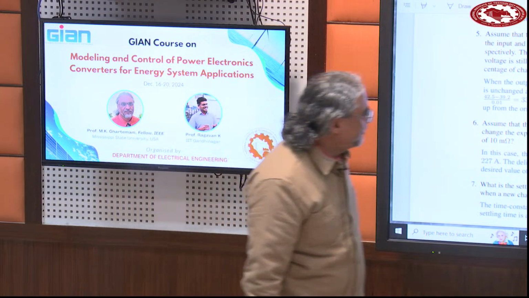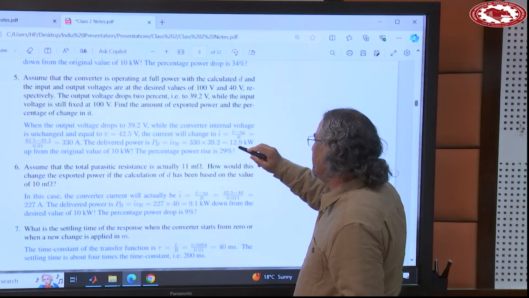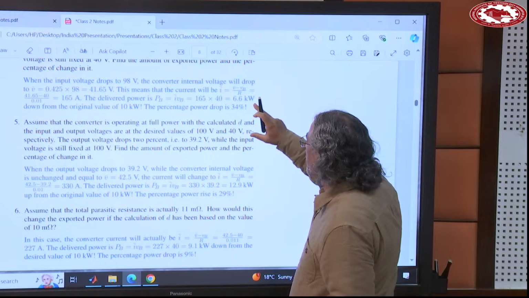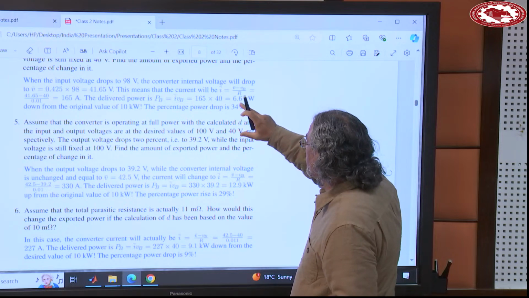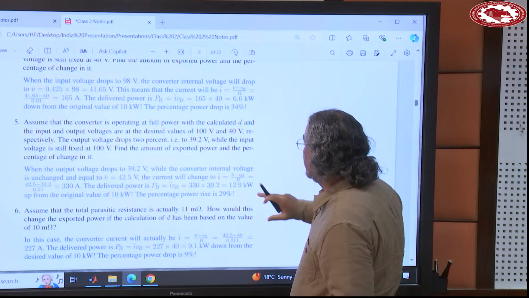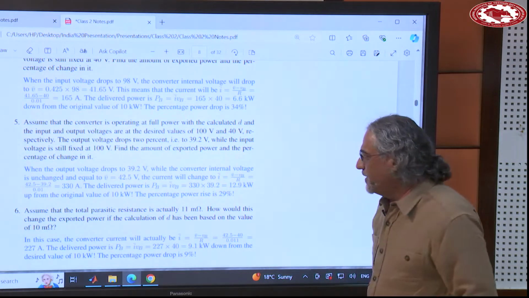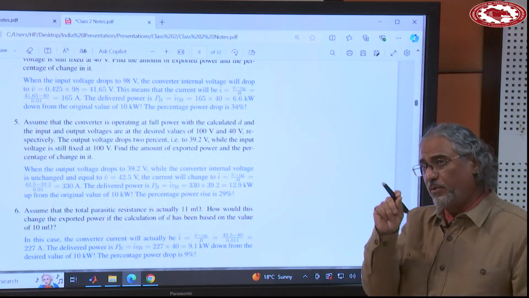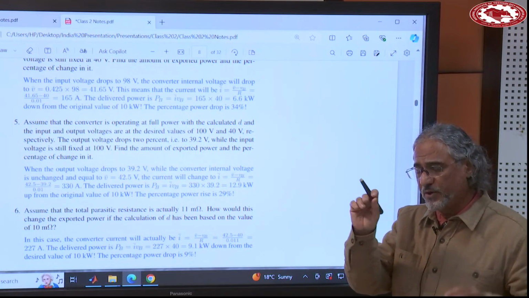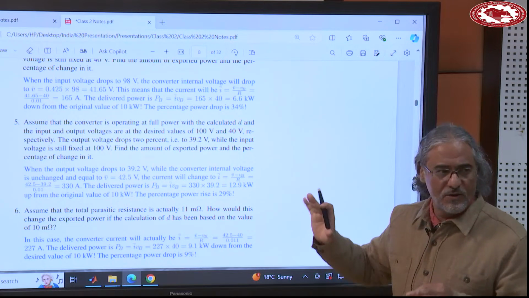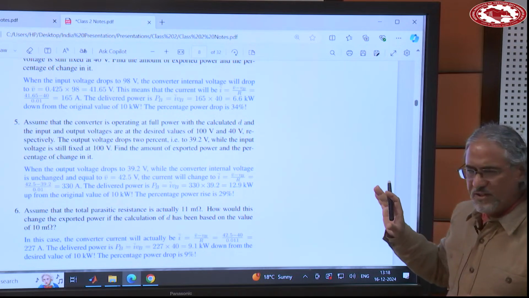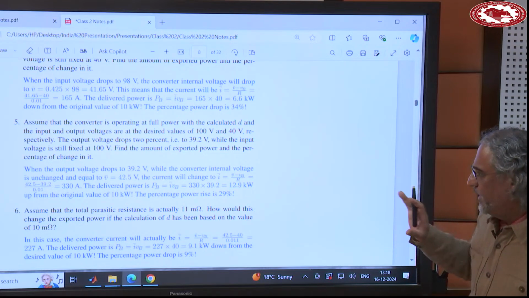So if you calculate the power, it will be 12.9, almost 13 kilowatt. In the other one it is 6.6. So you wanted 10 kilowatt, but it's 6.6. You wanted 10 kilowatt, but it's 13 kilowatt. So it means that if you just apply the duty cycle and forget about VA and VB, you cannot really get what you want. You can say this circuit is very sensitive to VA and VB.